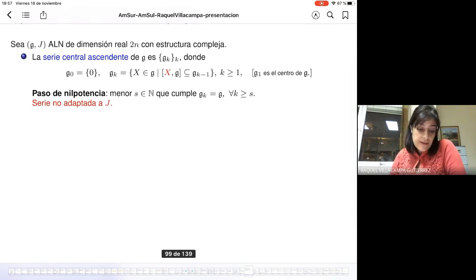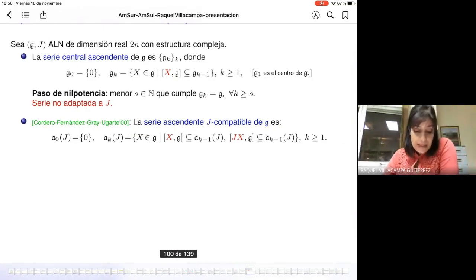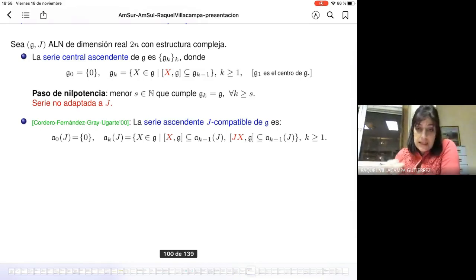That means that there exists the ascending central series. The problem is that this series need not be adapted to the complex structure. I mean, these ideals need not be J-invariant. So Cordero, Fernández, Gray, and Ugarte define a series which is adapted to the complex structure, and then the complex structure satisfies certain properties according to this compatible series.